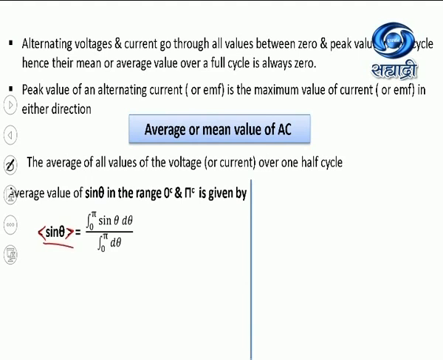average value of sin theta is equal to integration from 0 to pi of sin theta d theta, divided by integration from 0 to pi of d theta. Here we have to read this as integration of sin theta with respect to theta, where the limits are from 0 to pi, and in the denominator it is integration of d theta, limits from 0 to pi. Integration of d theta, we also say, is integration of 1 with respect to theta, limits from 0 to pi.